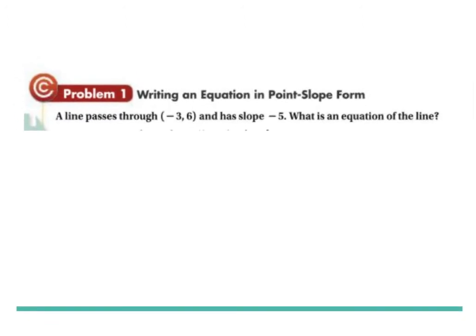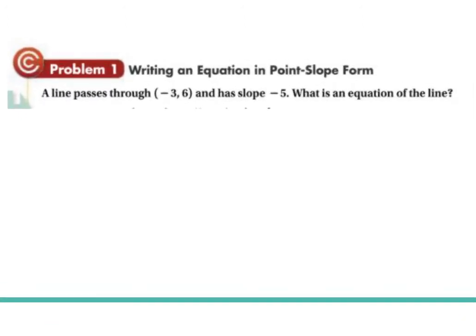Writing an equation in point slope form. So a line passes through -3, 6 and has a slope of -5. What is an equation of the line? Well, guys, let's start by figuring out what's our m. Our m must be -5 because it says slope -5. Our x1, y1 are going to be -3 and 6, okay?